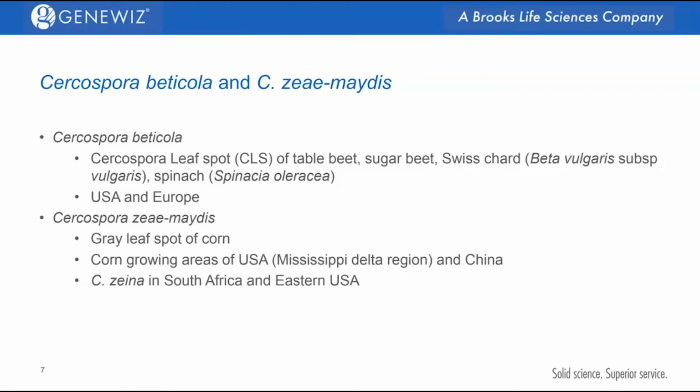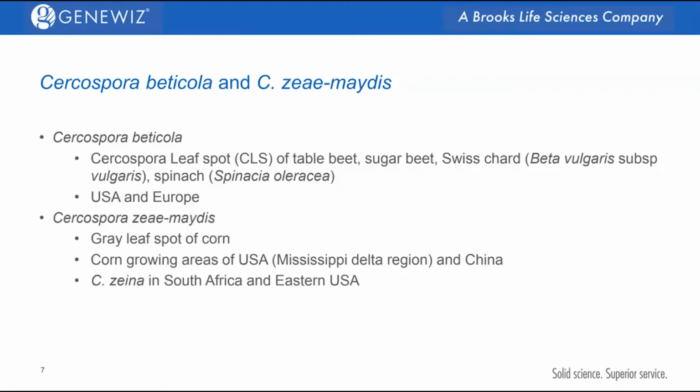And recently it's also been reported on spinach, and it's widespread in USA and Europe. On the other hand, Cercospora zeae-maydis causes gray leaf spot of corn, and it's widely spread in corn growing areas of USA, specifically in the Mississippi Delta region, and China.